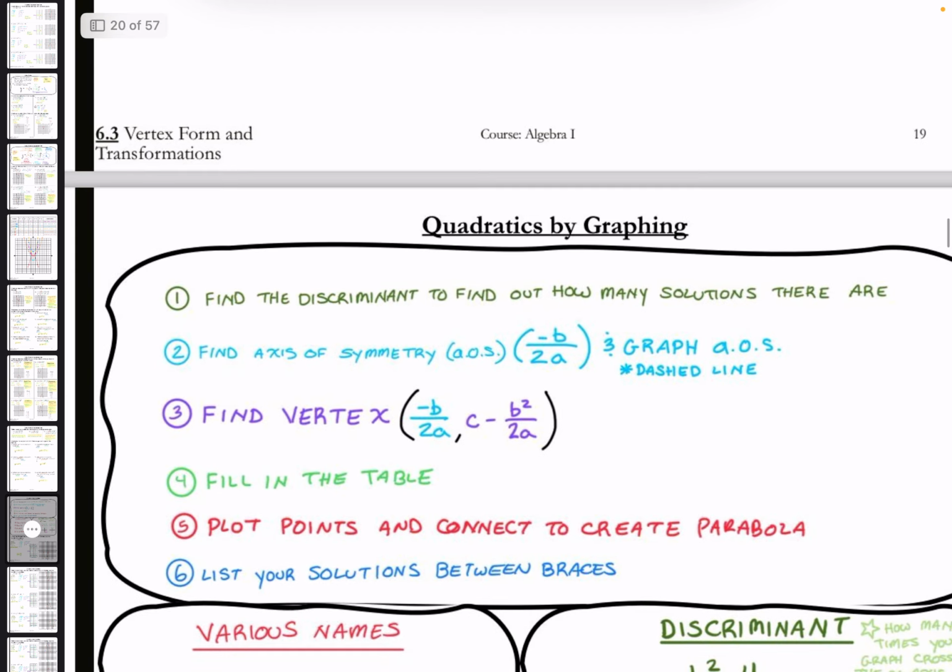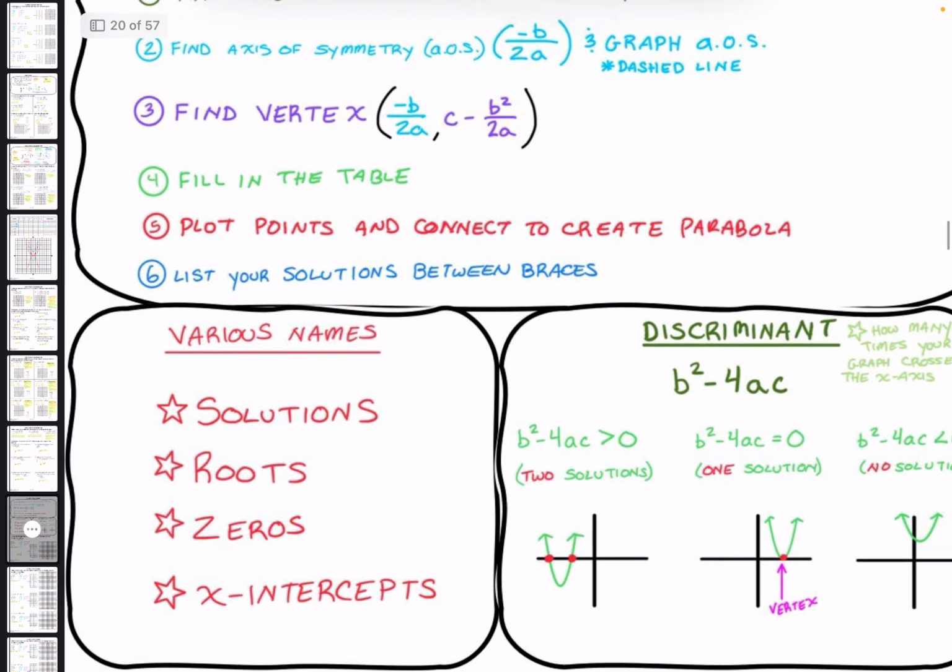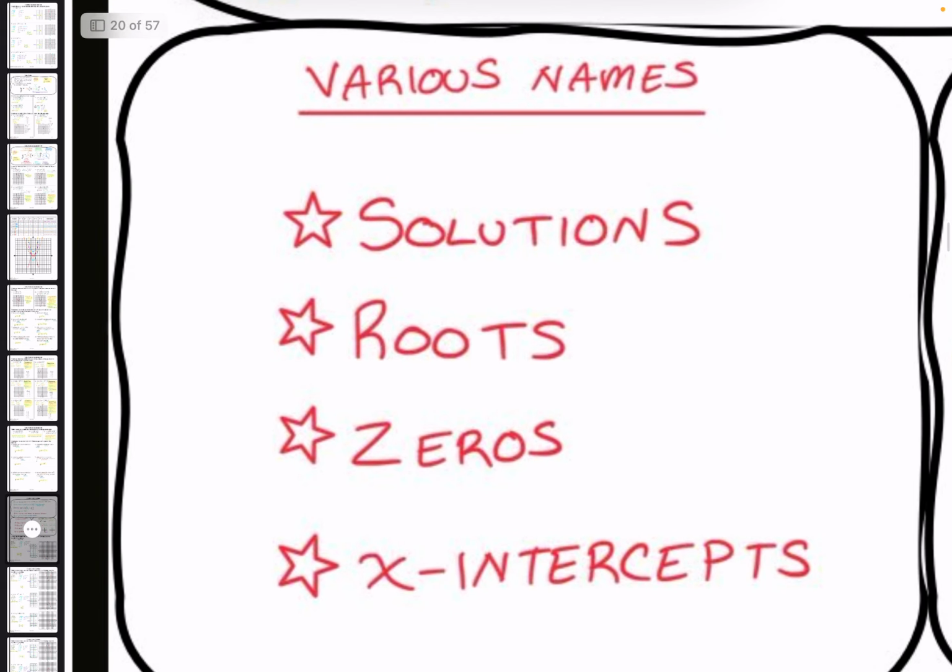As I said before, there are various names. I will call them solutions, I will call them roots, I will call them zeros, I will call them x-intercepts, and I will not call them all at once. On the same exact quiz, the directions might say find the solutions. On the same exact quiz on the next page, it might say find the zeros. And you will have to know that what I mean by that are the x-intercepts.